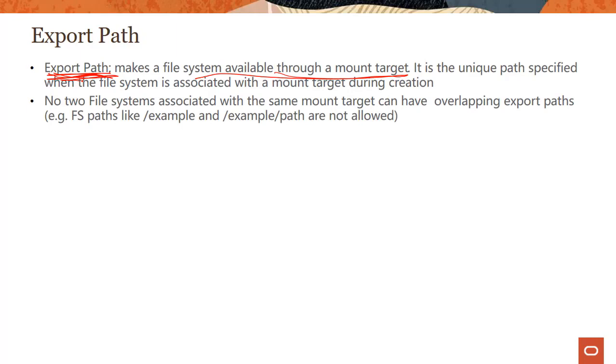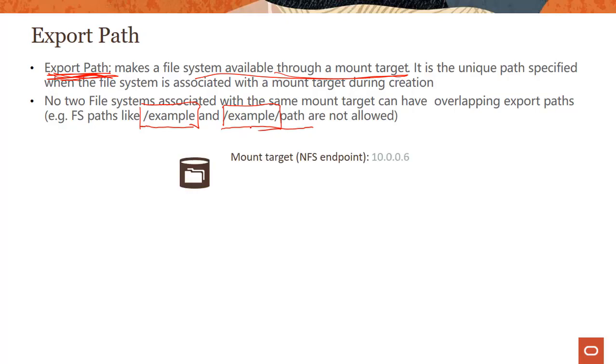So one thing to keep in mind is no two file systems associated with the same mount target can have overlapping export paths. So what do I mean by that? A path like /example and a path like /example/path are not allowed. Why? Because this part is the same between these two export paths, and the system gets confused. It doesn't realize that these are two separate file systems, right? So let's use a graphic to understand that.